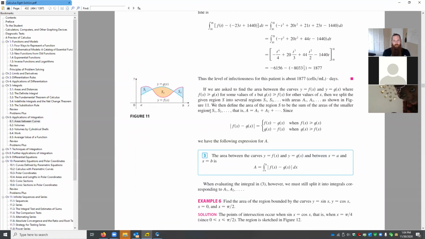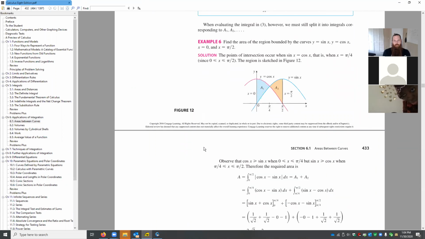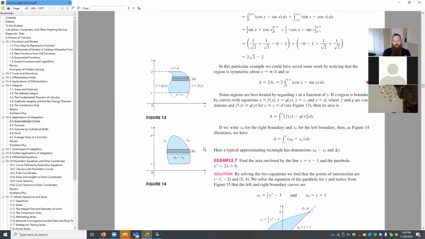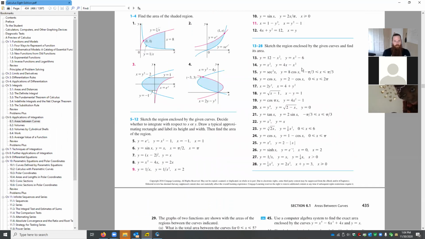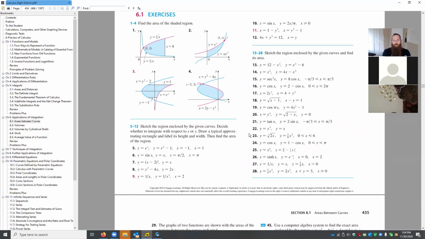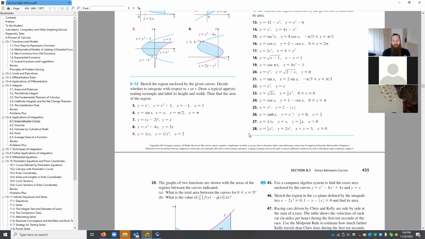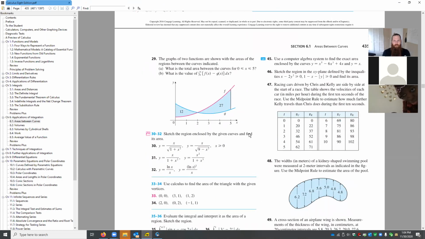Here they talk about what to do if they switch places: sometimes it's f minus g, sometimes it's g minus f. But the easier way to think of it is just upper minus lower. So they do the cosine and sine example, but before we jump to left and right stuff, let's look at something fun, and maybe something that requires a little bit of something clever, some substitution would be nice.